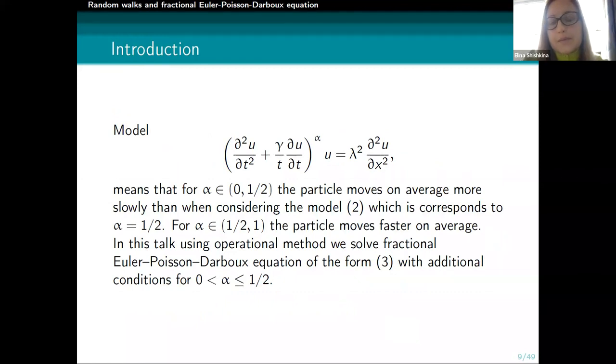So, from our point of view, if alpha is less than 1/2, the particle moves slowly on average, and when alpha is greater than 1/2 but less than 1, the particle moves faster on average. First we consider this equation when alpha is between 0 and 1/2.